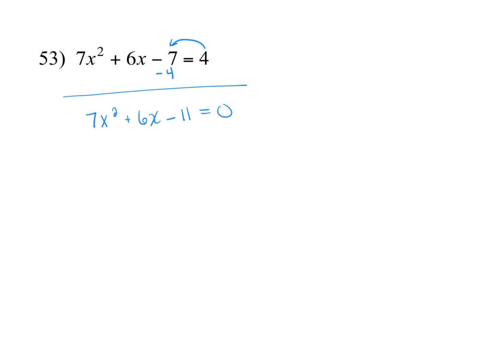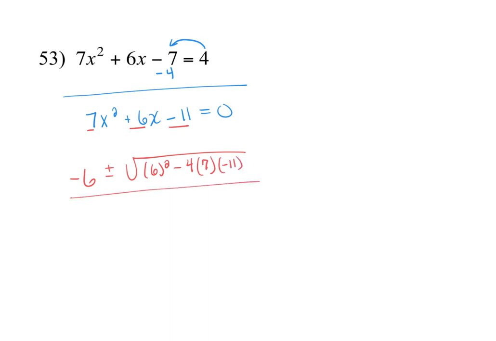All right, so now I have my A, B, and C, and I'm ready to do my quadratic formula with my A, my B, and my C. So I have negative b plus or minus the square root of my b squared minus 4 times a times c all over 2 times a. All right, leave the negative 6. 6 squared is 36. It's going to be a plus 308 all over 14.